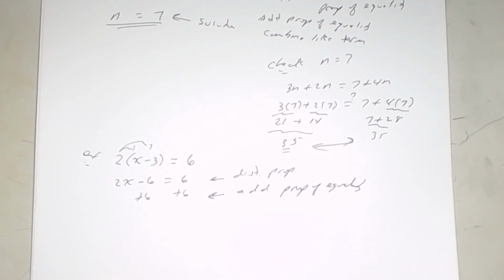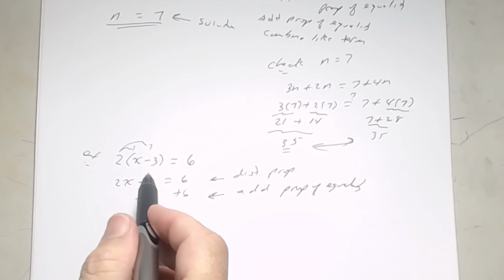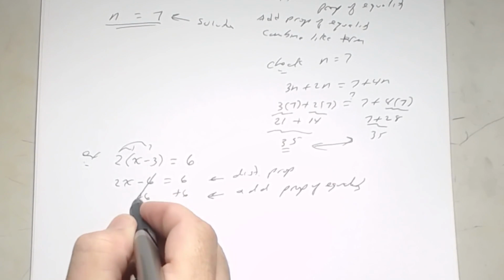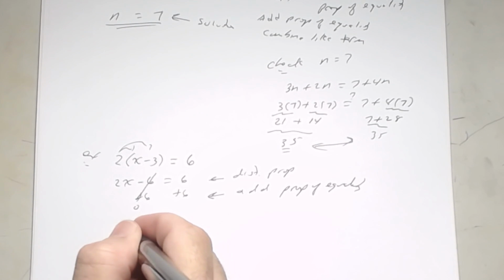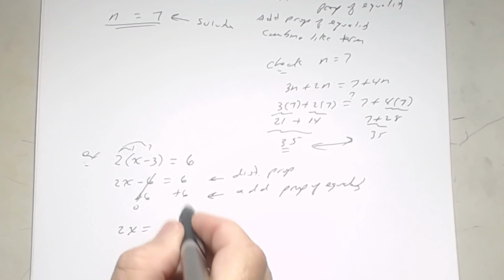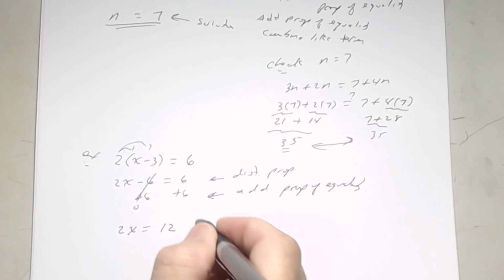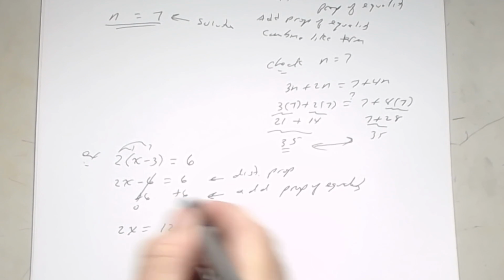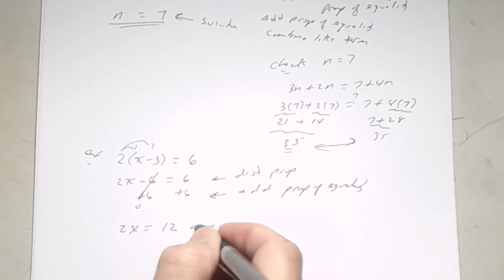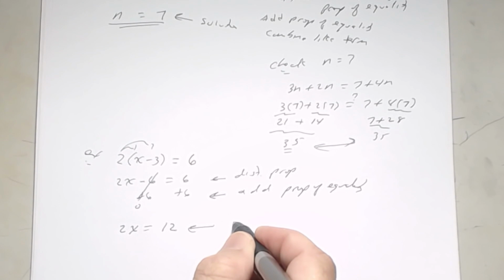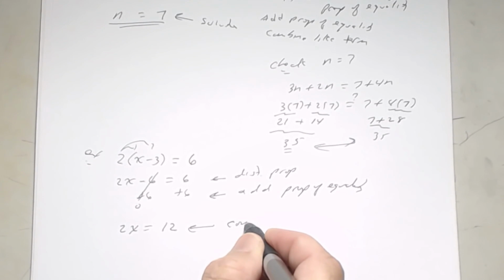Now, a while ago we said every time you use the addition property of equality, what's going to be the next thing you're going to do? Combine like terms. So on the left side, what's a negative 6 and a positive 6? And what's 2x and 0? And what's 6 plus 6? Now, what allowed me to go from the addition property to 2x equal 12? How did I get to that point? Combine like terms.